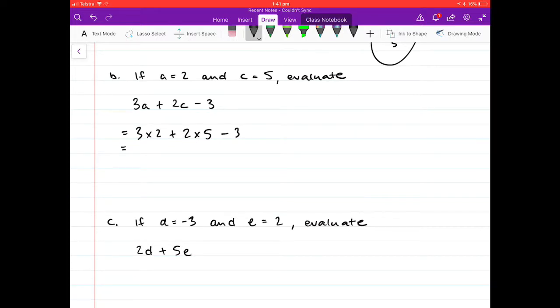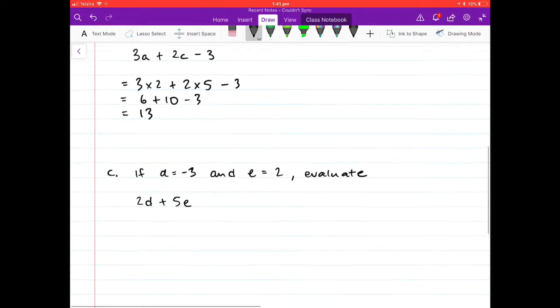Now it's up to you how many lines you take after this. You can go and simplify the 3 times 2 to get 6, the 2 times 5 to get 10, and chuck that, subtract 3 at the end. 6 plus 10 is 16, take 3 will get me a result of 13.